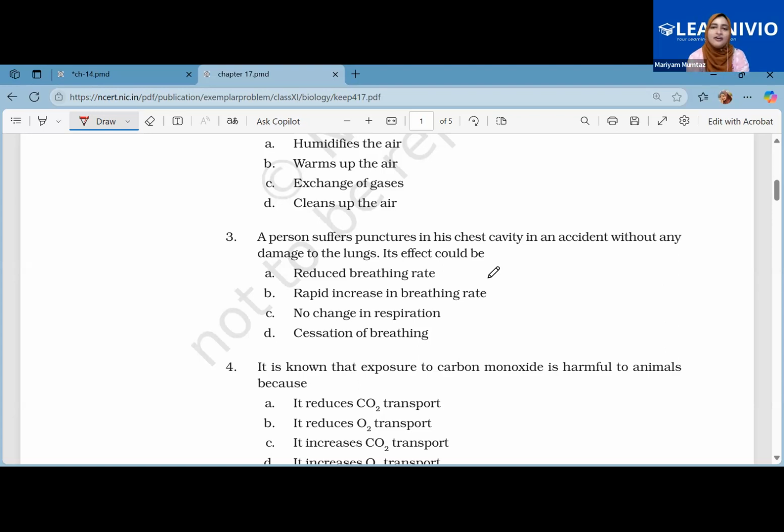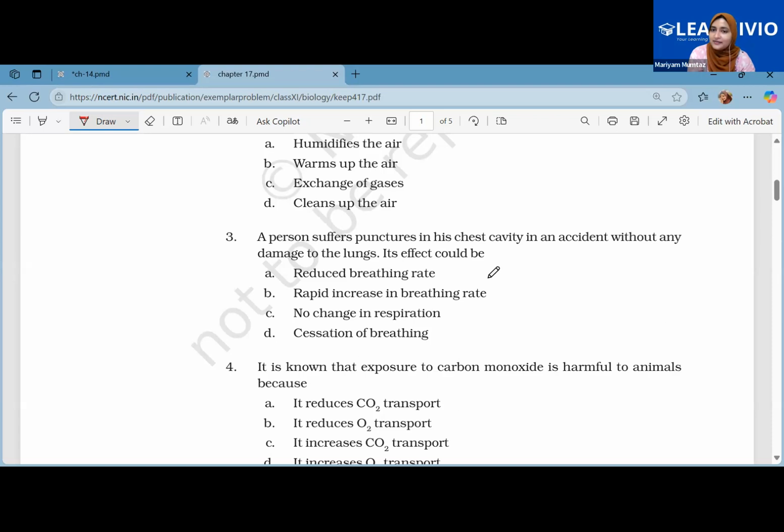Now, if I come to all of you and I completely remove your ribs, will you be able to breathe? No. If your ribs won't go out, how will the volume increase? Here they are saying the chest cavity is punctured, meaning now the chest can't lift up. There will be no increase in the volume. There will be no pressure difference. There will be no breathing in this case.